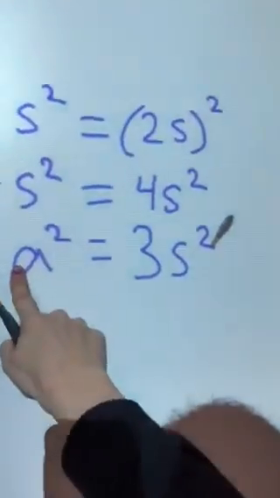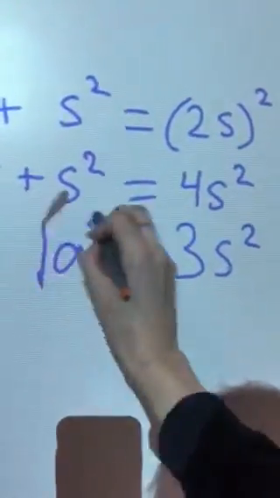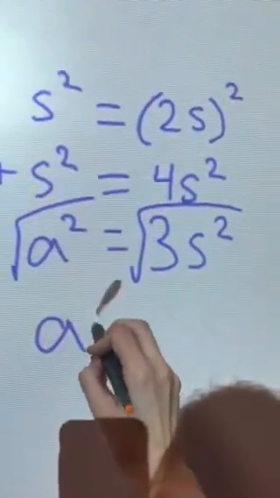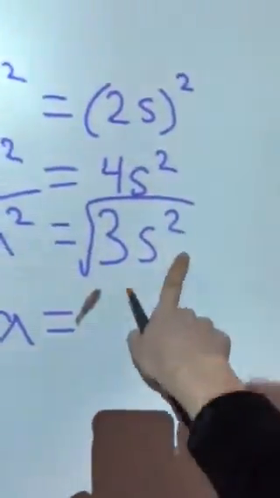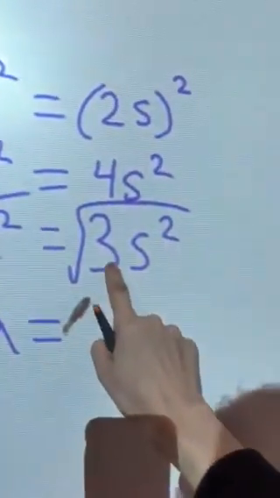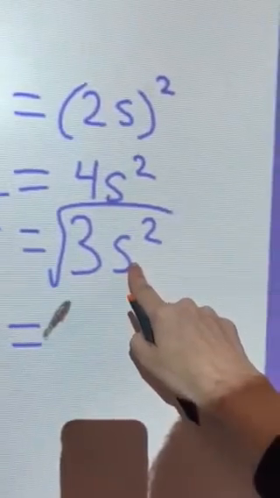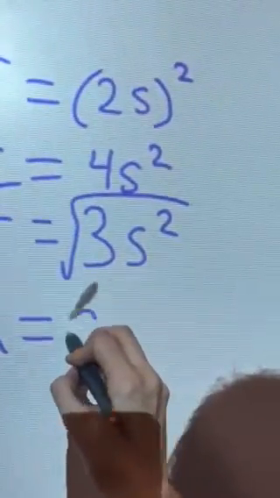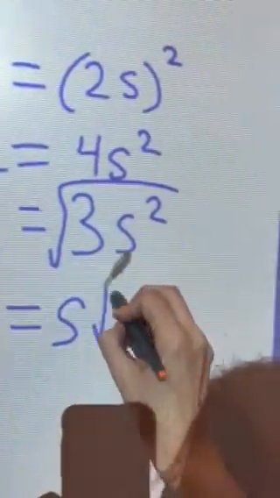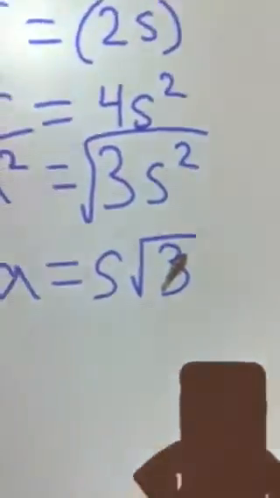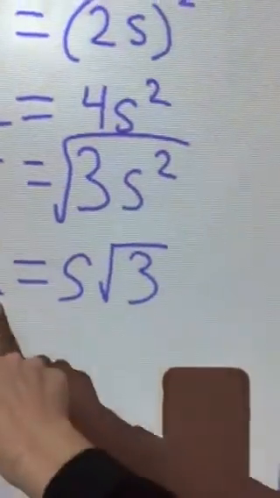And then I want A by itself, so we take the square root of both sides. And that would simplify to just A equals. Now if you look over here, I can't take the square root of 3 and get a whole number, so I leave that in the radical. I can do the square root of S squared, which is just S. So that comes out of the radical, and I get S times the square root of 3. And there is our special relationship for side A.